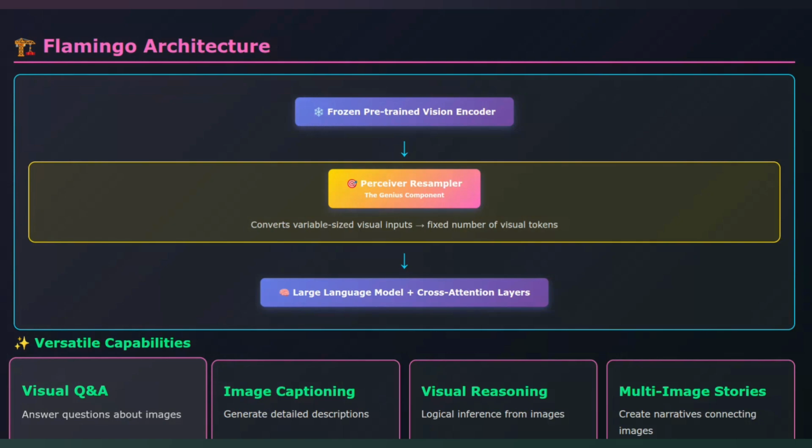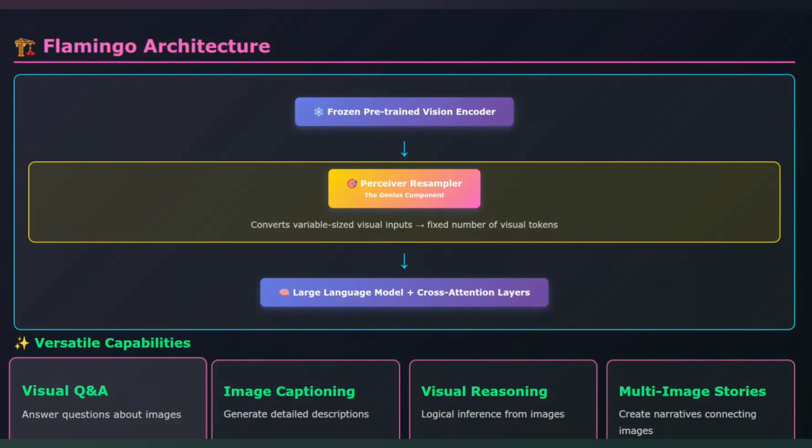The architecture is fascinating. Flamingo combines a frozen pre-trained vision encoder with a large language model. They're connected through special cross-attention layers that allow the language model to pull visual information when needed. This makes Flamingo incredibly versatile. It can do visual question answering, image captioning, visual reasoning, and even multi-image storytelling, where it creates narratives connecting several images together.